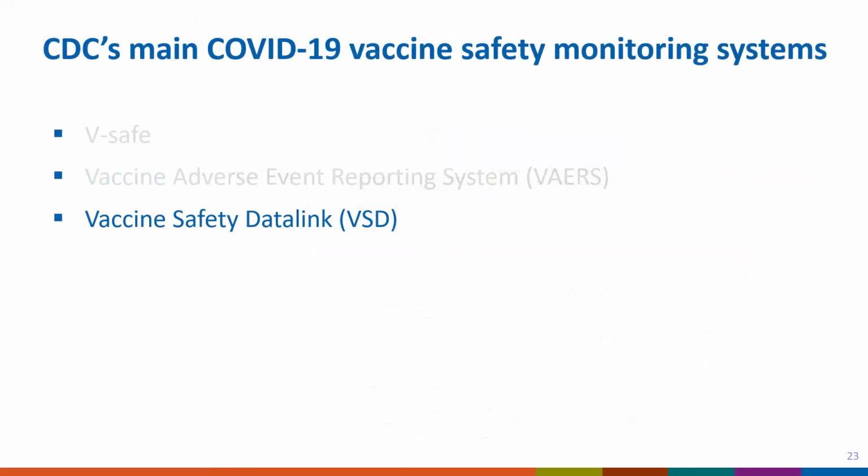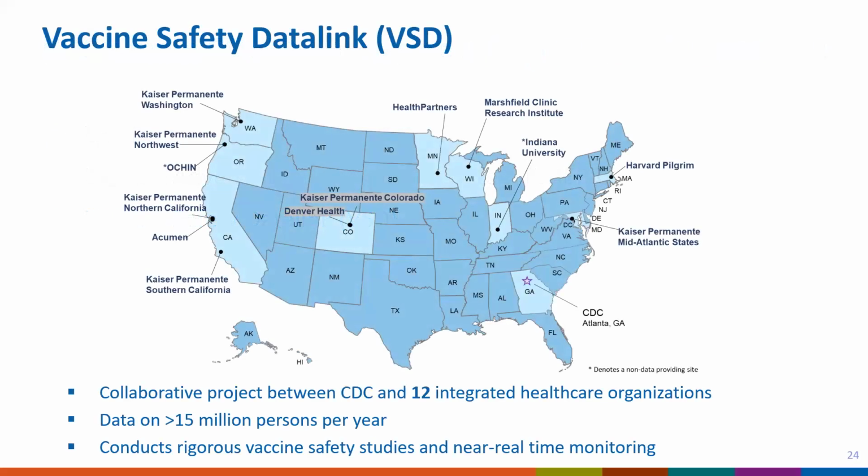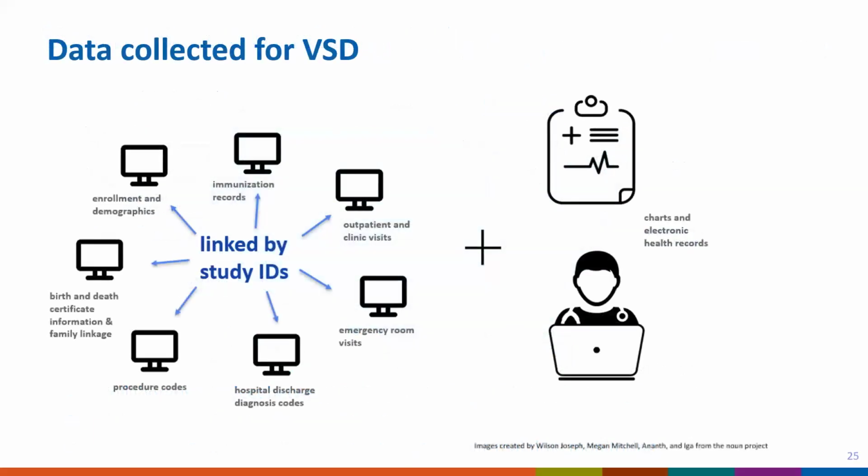The other system that I mentioned I've been involved with is the Vaccine Safety Datalink. It is a collaborative project between the CDC and 12 integrated healthcare organizations across the US, so it's got good geographic representation. There's data on about 15 million people per year, electronic health records, and we use the VSD to conduct rigorous vaccine safety studies and near real-time monitoring.